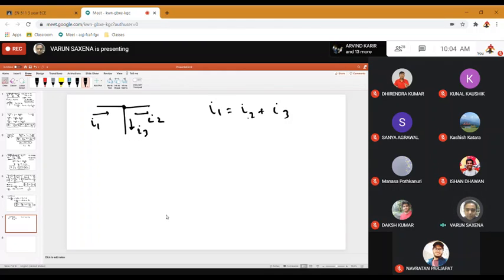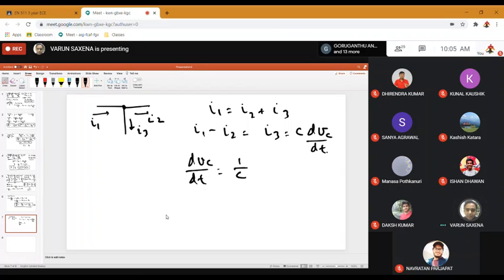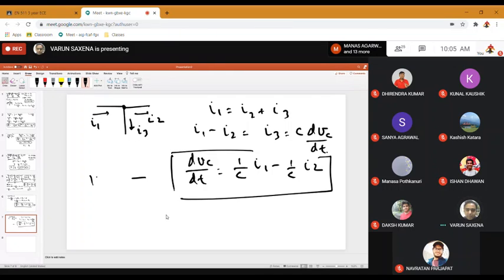Now I1 and I2 themselves are state variables, so we don't really need to worry too much. We just write it like this, and we write I3. Now I3 is the current which flows across the capacitor, so that is C dVc by dt. So now from here you get the equation that dVc by dt is basically 1 upon C I1 minus 1 upon C I2. So now all three state variables have been written in the form of equations, and you can combine them together to give you a model of type x dash is equal to Ax.